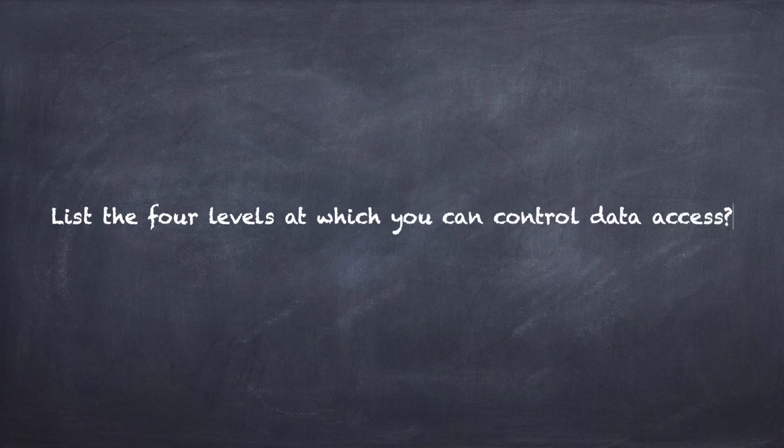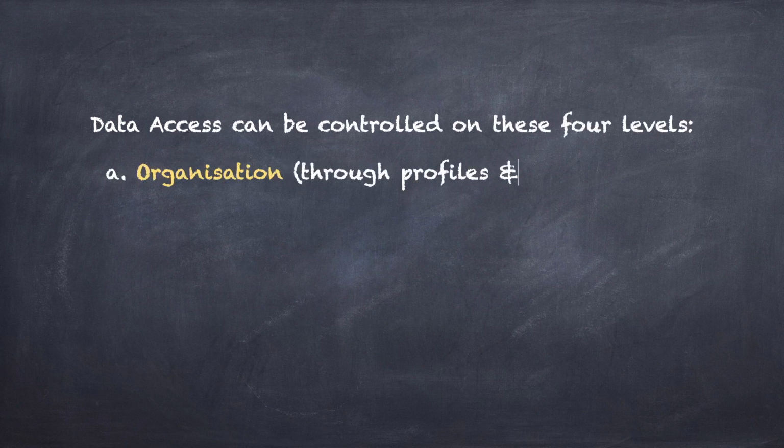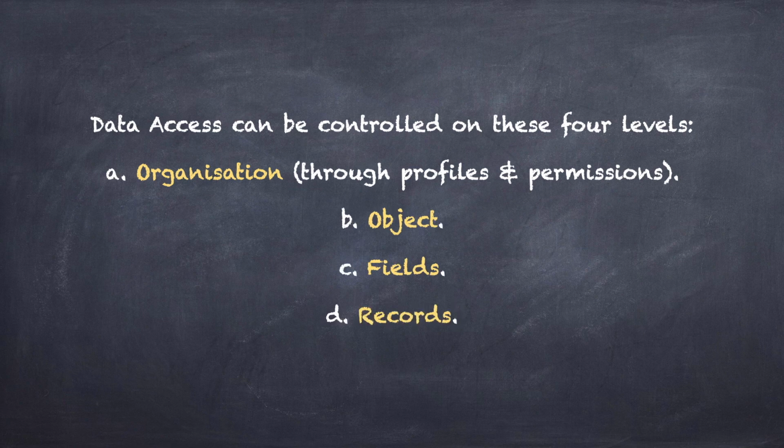List the 4 levels at which you can control data access. The 4 levels at which the data can be accessed are organization level through profiles and permission sets, object level, field level, or the record level.